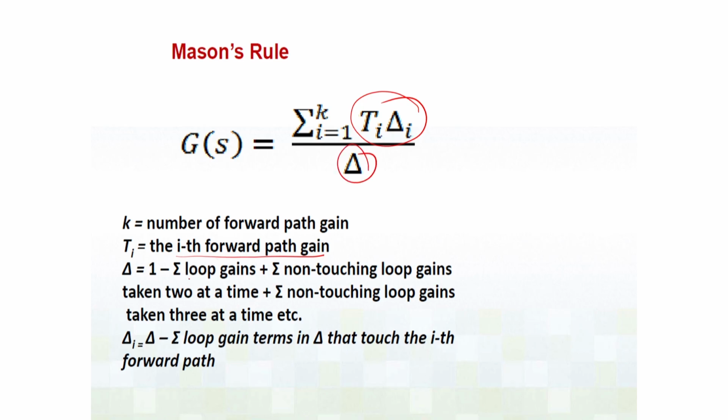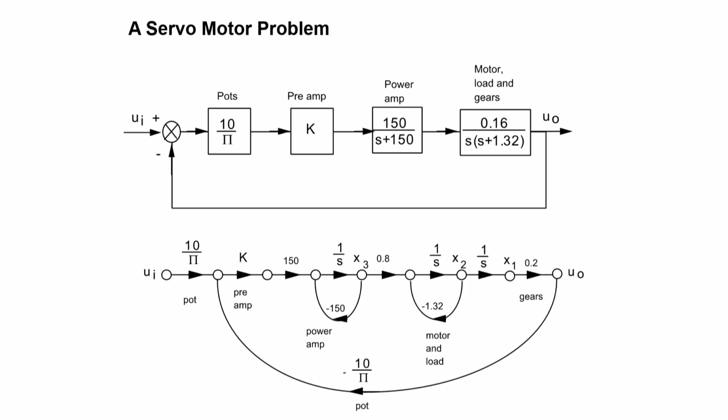determinant, which is 1 minus the sum of loop gains plus the sum of non-touching loop gains taken 2 at a time, then non-touching loop gains 3 at a time with a plus sign, and it is going to go on like that. Now, you can try this particular problem where we have given the block diagram.